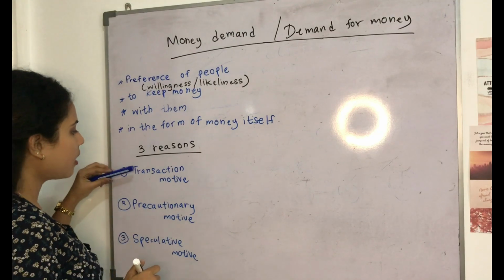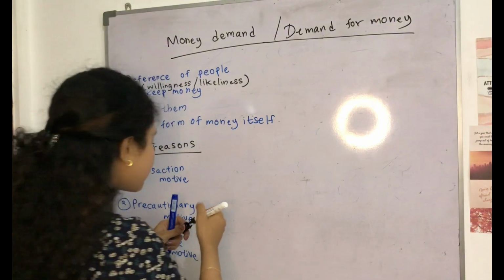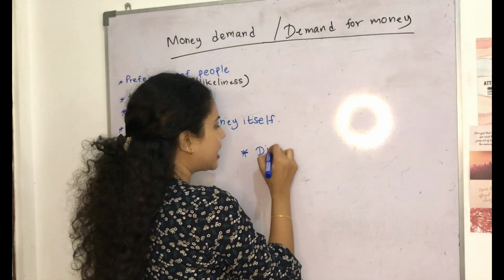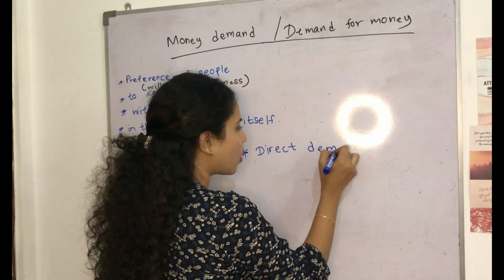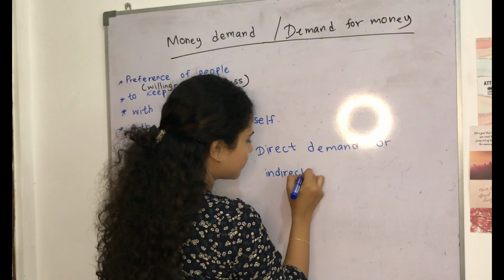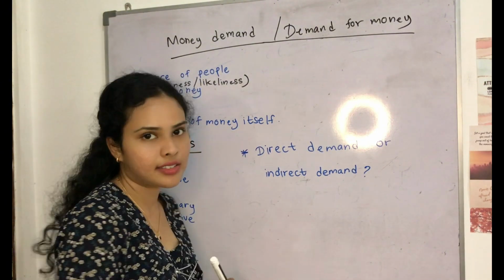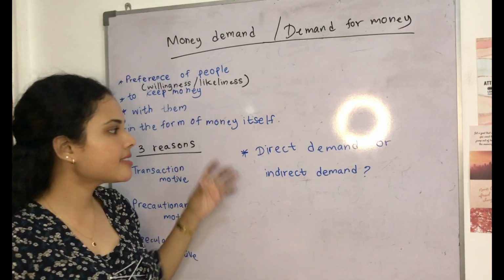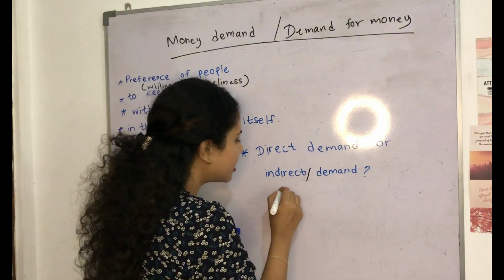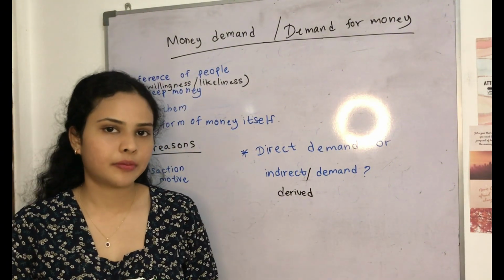So before moving into each and every motive, I could ask you whether money has a direct demand or an indirect demand. What will be your answer? Whether money has a direct demand or an indirect demand, which we also call a derived demand. What will be your answer?